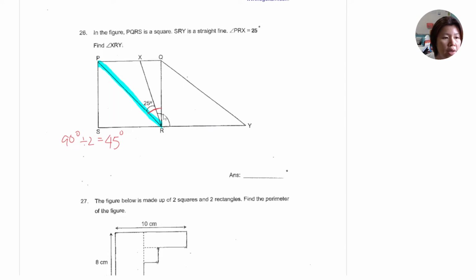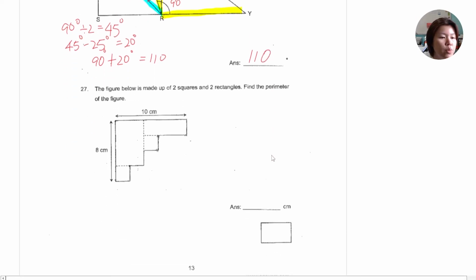So meaning I can find here. So it will be 45 degree minus 25. 20 degree is here. Okay, and since this is a straight line, so meaning this is a right angle, is 90 degree. So now I can find XRY is 90 plus 20 degree equals to 110. Okay, so let's move on.